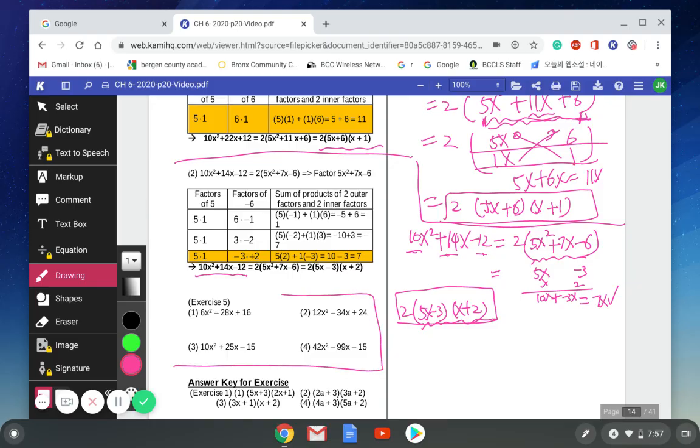So try the next 4 exercises and check your answer with the answer key. Okay.